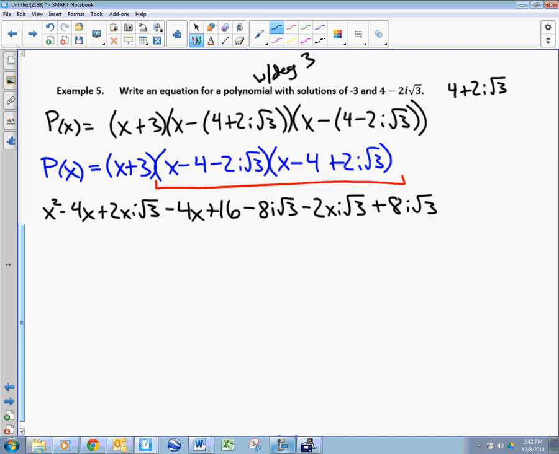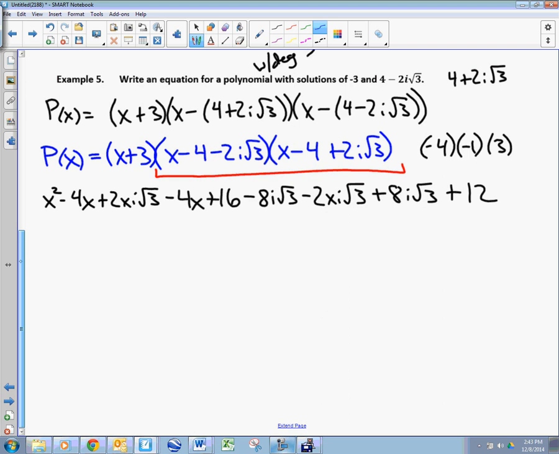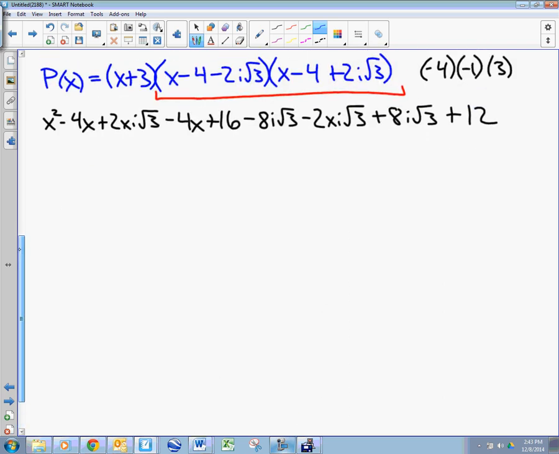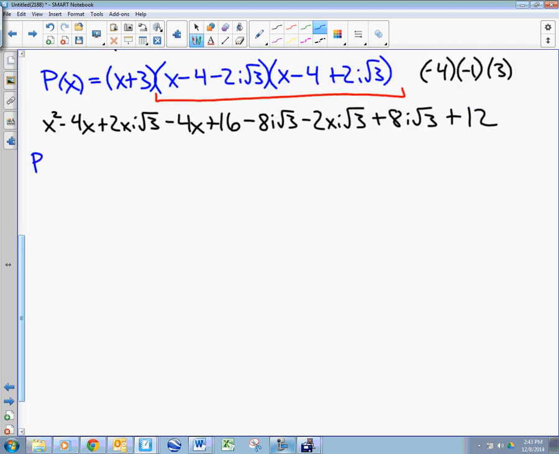And now I got one more. Negative 2i roots of 3 times 2i roots of 3. Got to be careful with this one. Negative 2 times positive 2, negative 4. i times i, negative 1. And root of 3 times root of 3, 3. What's negative 4 times negative 1 times 3? Positive 12. Okay. Sweet. Exactly. A lot of them should cancel.